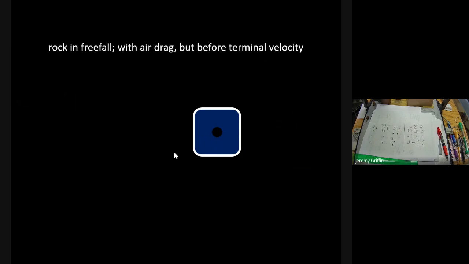How about this? Rock is in free fall, but now let's bring in air drag. Also I said before, terminal velocity. So now we're getting to some ideas like, I wonder how this air drag thing works out. See if you guys can draw the solution before I show you. So you guys drew this rock has a weight that's pulling down. Okay, so that's good.